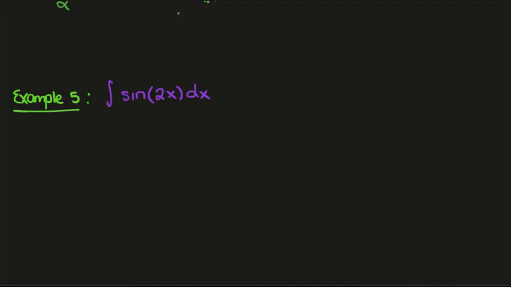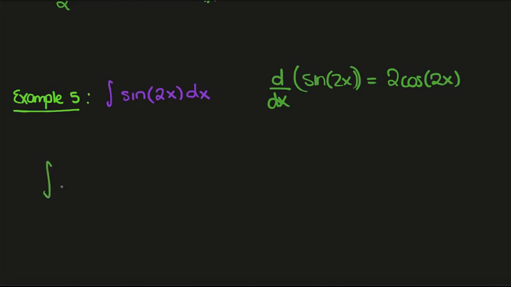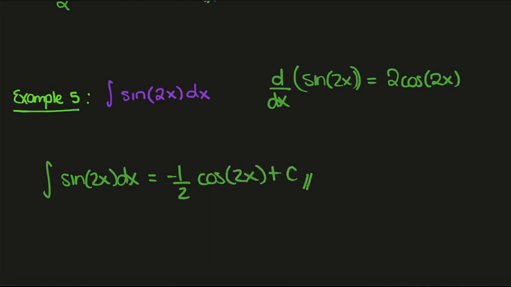Okay, so last example for today's video will be the integral of sine 2x dx. So remember that the derivative of sine 2x is 2 cos 2x. So notice that the 2 comes to the front, so we're actually going to have to divide. And we need to ask what function differentiates to sine, and that will be minus cos. So the integral of sine 2x dx will be minus 1/2 cos 2x plus a constant.